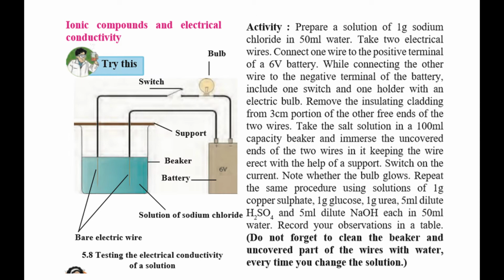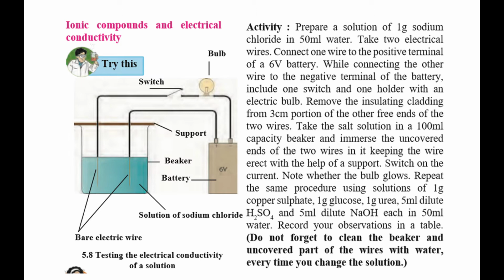Now remove the insulating cladding from a 3 centimeter portion of the free ends of the two wires. So the wire is open at both ends for 3 centimeters. Take the salt solution in a 100 ml beaker and immerse these two wire ends into this solution with the help of a support, as shown at the top of the beaker. There is a support here. Now switch on the current and note whether the bulb glows, whether the bulb starts shining.